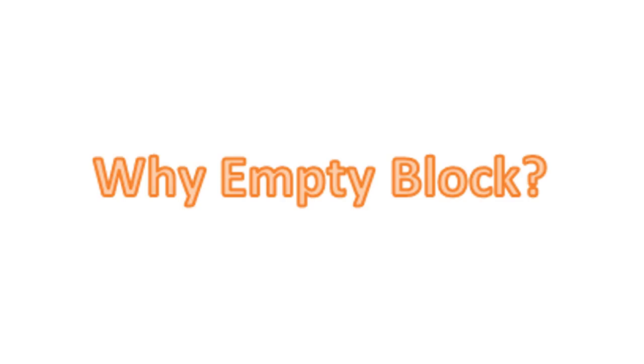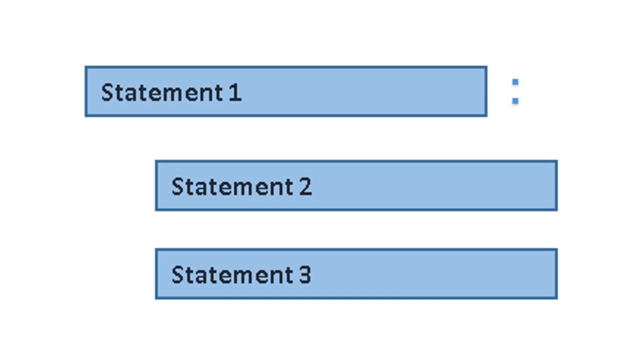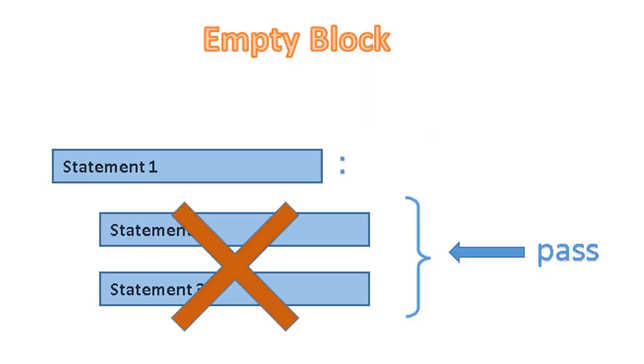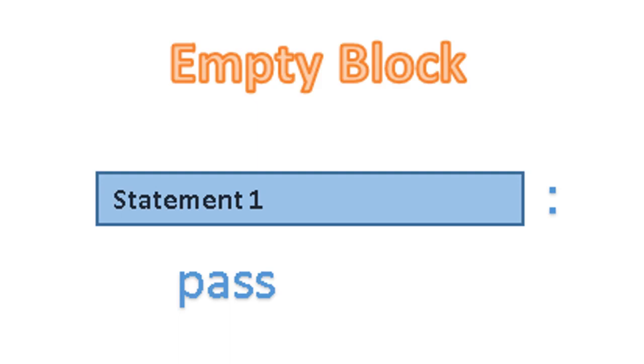Before explaining about empty block, let's answer this question. Why do we need an empty block? Suppose that you want to write a block of statements, but for the time being you want to keep it empty. In that case, you can use an empty block. To implement an empty block, a keyword pass is used. Pass is a null statement, which means nothing happens when pass is executed. We generally use pass as a placeholder in a block.